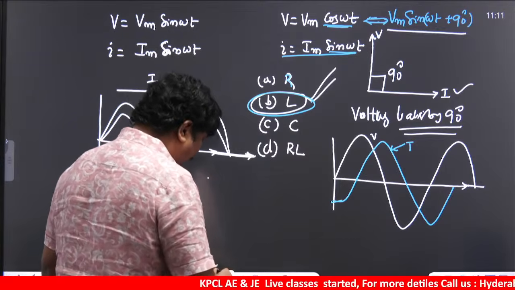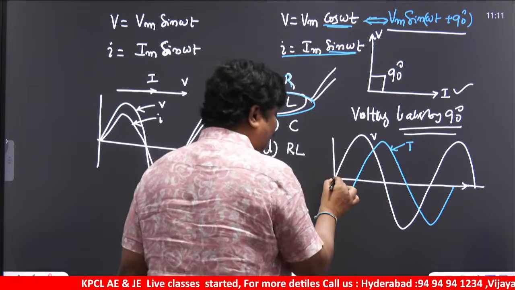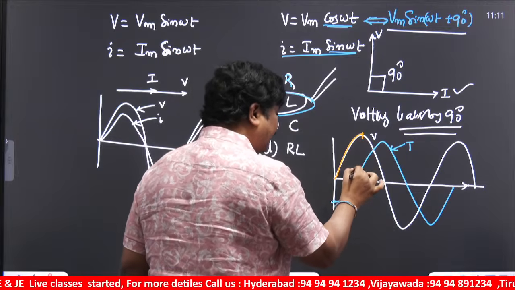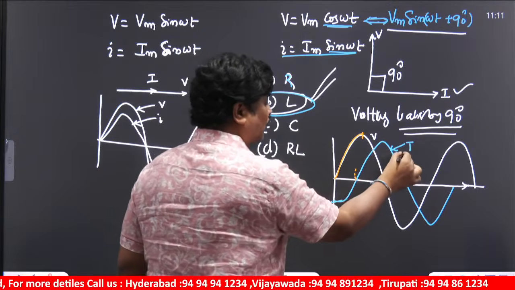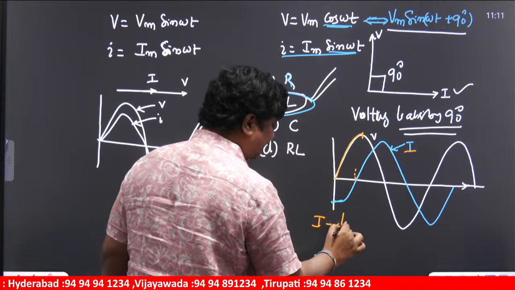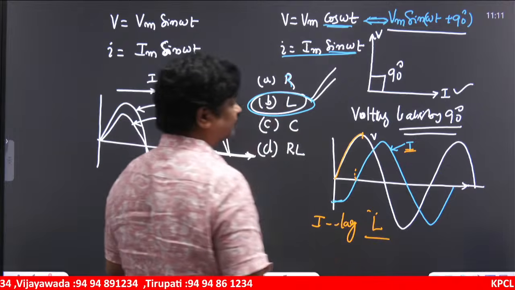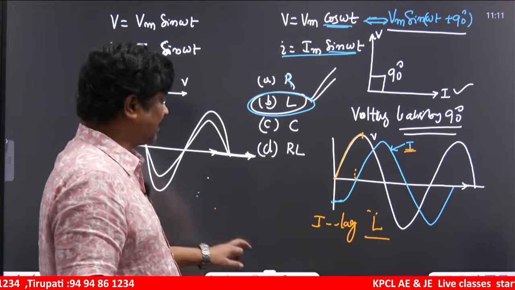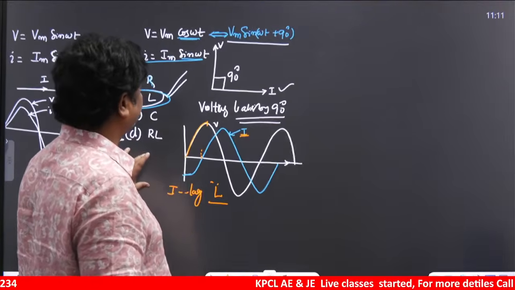Now, if you see in this case, voltage is started first. When voltage reaches 90 degrees, the current is started. So, current is lagging by 90 degrees. I is lagging by 90 degrees. Hence, it is an inductor. Clear, ma? It's an inductor.